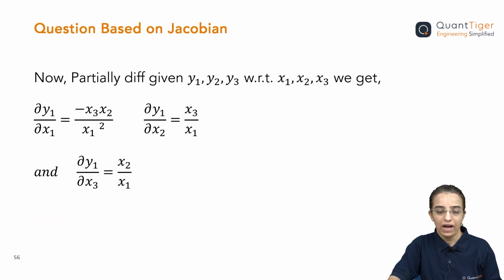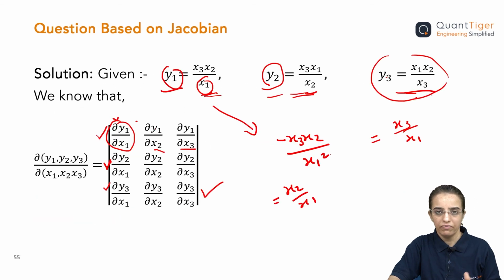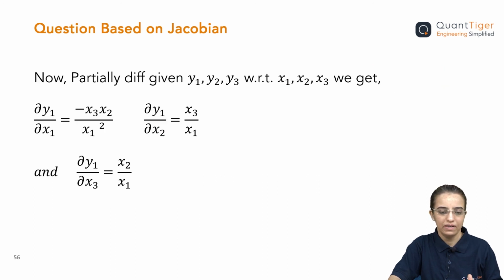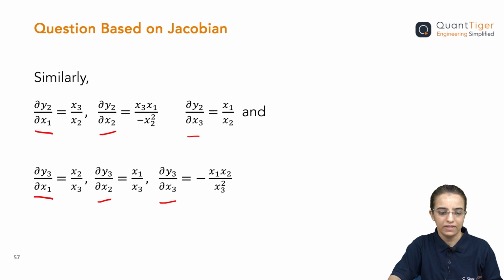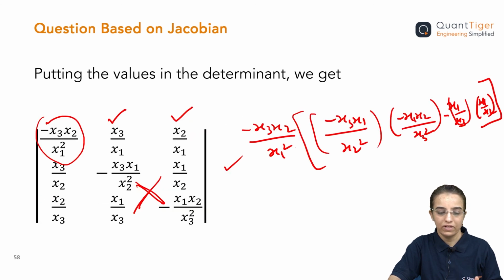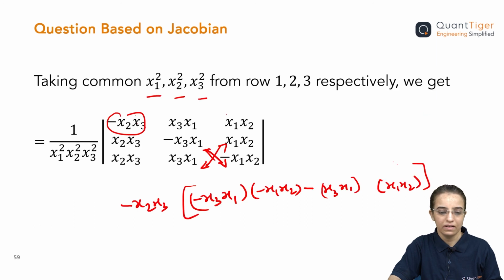So simply what we have done is, first of all we wrote the Jacobian determinant. The given functions we differentiated partially with respect to each of the variables. Then we found the value of each of the partial derivatives separately. Then we placed the values in the determinant, and by using the determinant rules we simplified it to get the final answer. These are the simple steps which we followed.